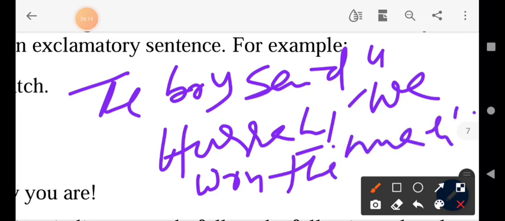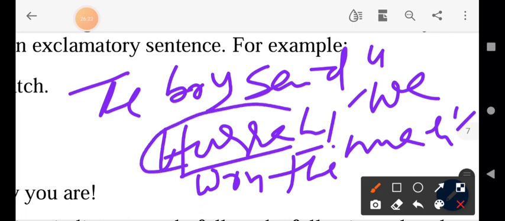"We won the match." This is an interjection word. If there is an interjection word, which word do we have to use in the reporting verb? The boy said, the boy exclaimed. Is this a sorrowful thing or a happy thing? "We won the match" is a happy thing. That means the boy exclaimed with joy.